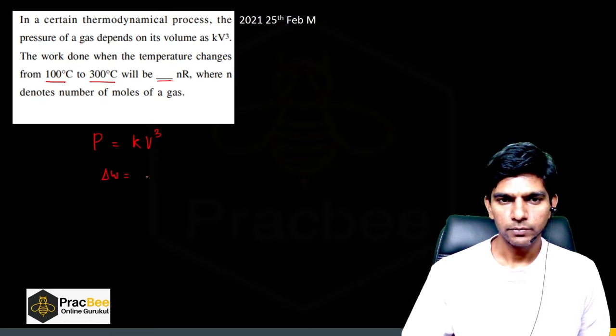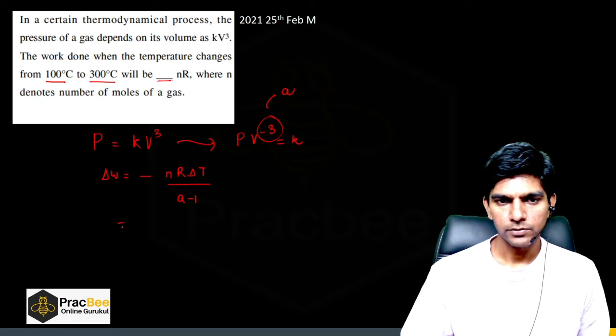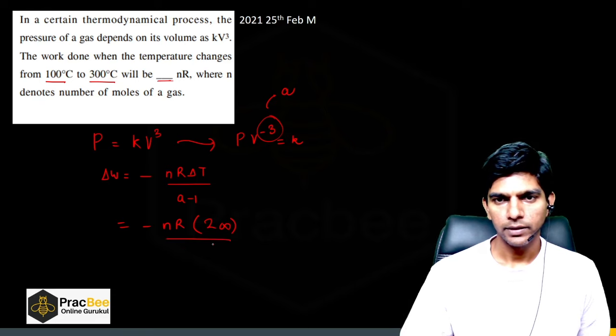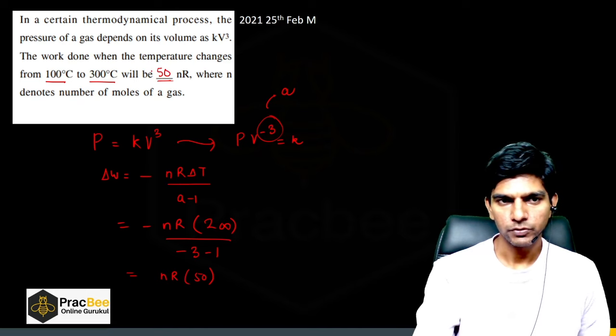Work done will be given by minus nR delta T upon A minus 1. If you look at this, we can rewrite it as PV raised to power minus 3 equals some constant. So we can say this value is nothing but A, so A is equal to minus 3. So minus nR, and the increase in temperature is 200, divided by minus 3 minus 1, because A is minus 3. So minus 4, so this will be 50. So it will become nR times 50. If I want to fill this blank, it will be 50.